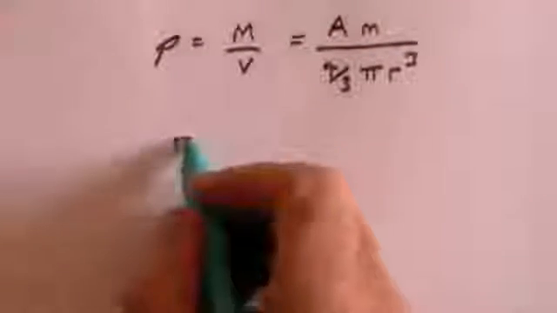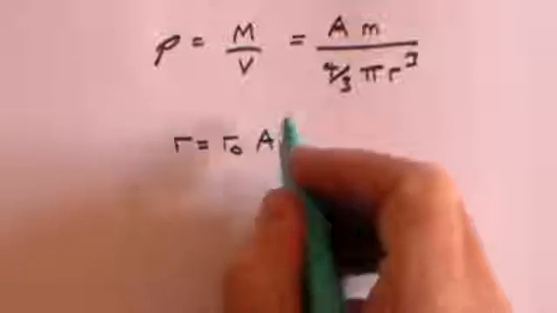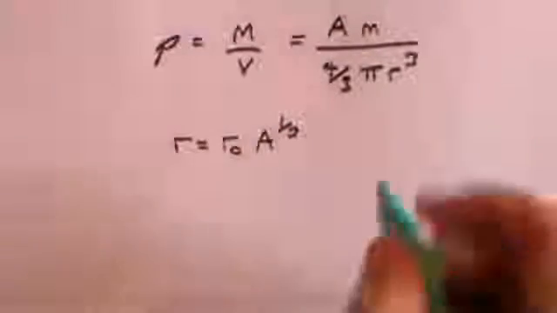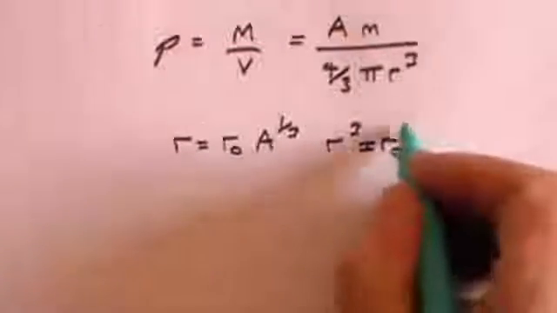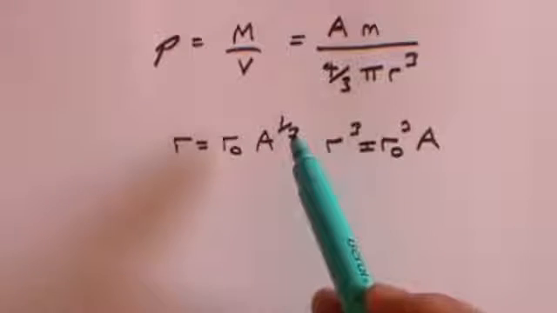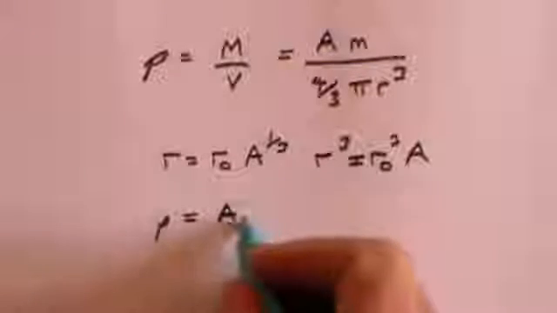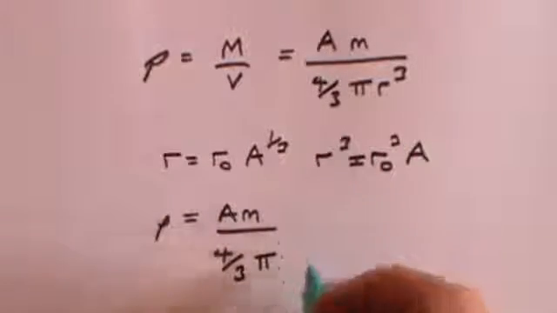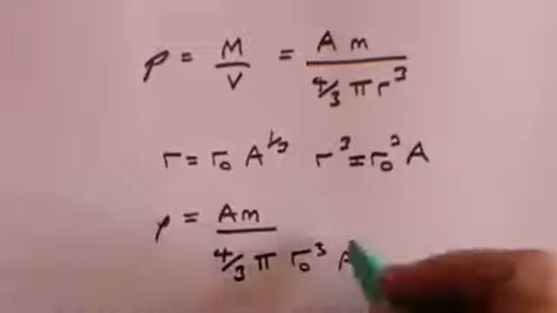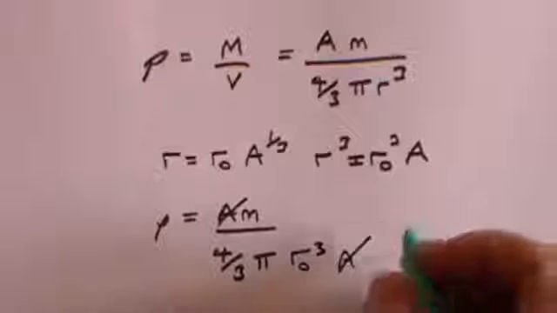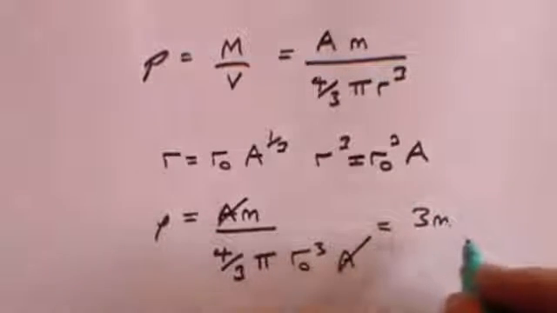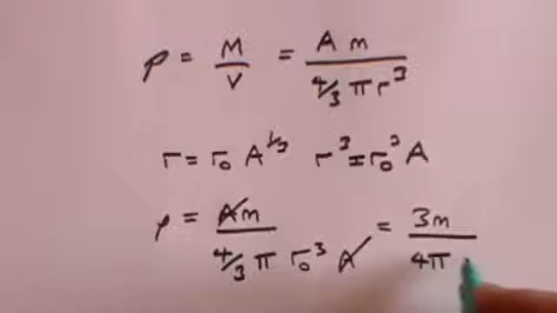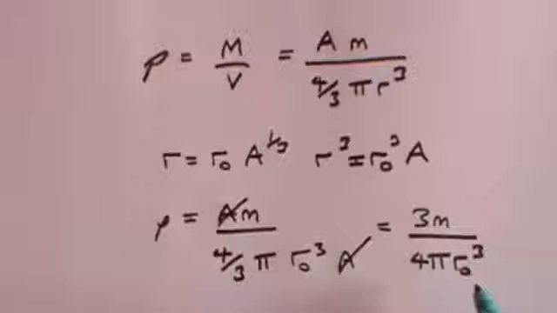And we've just said that the radius of the nucleus is equal to R0, which is a constant, times A to the 1/3, which means that an r cubed term would be equal to R0 cubed times A, because A to the 1/3 cubed is A. And so we can say that rho is equal to A m divided by 4/3 pi, and then instead of r cubed we're going to use this term here, R0 cubed times A. The A's cancel, and if you simplify that you simply get 3m divided by 4 pi R0 cubed, where R0, remember, is the constant.